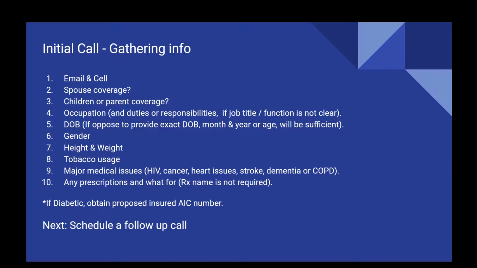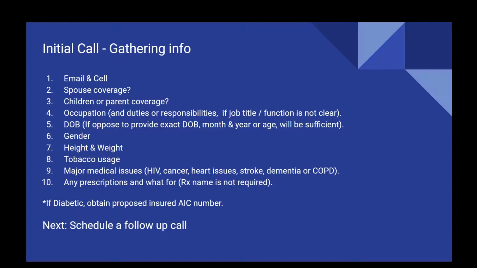We want to know height and weight to see if it's out of whack, tobacco usage, and major medical, like the knockout questions such as HIV, cancer, heart issues, stroke, dementia, COPD. These are major issues that most carriers will decline automatically. So we want to know just if we're dealing with such a case. That way we'll know not to spend the time on illustrations and just go with guaranteed issue.